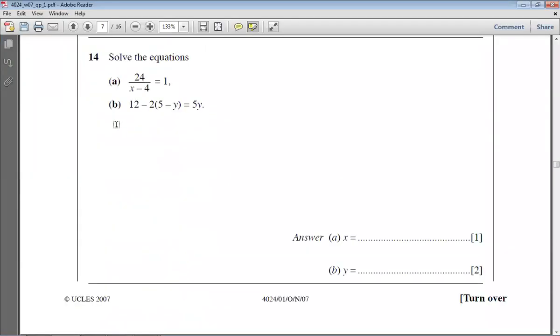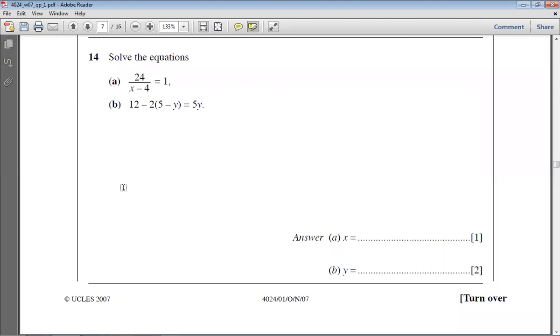Okay, so we are going to the next question. He says question number 14, solve the equation. So here we have two parts, both of them we have to solve. And when we say solve, it means to find the value of the variable.